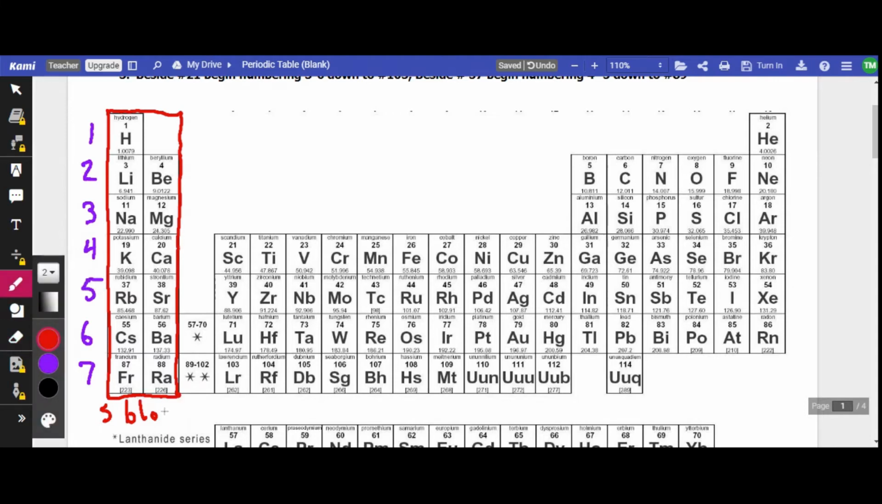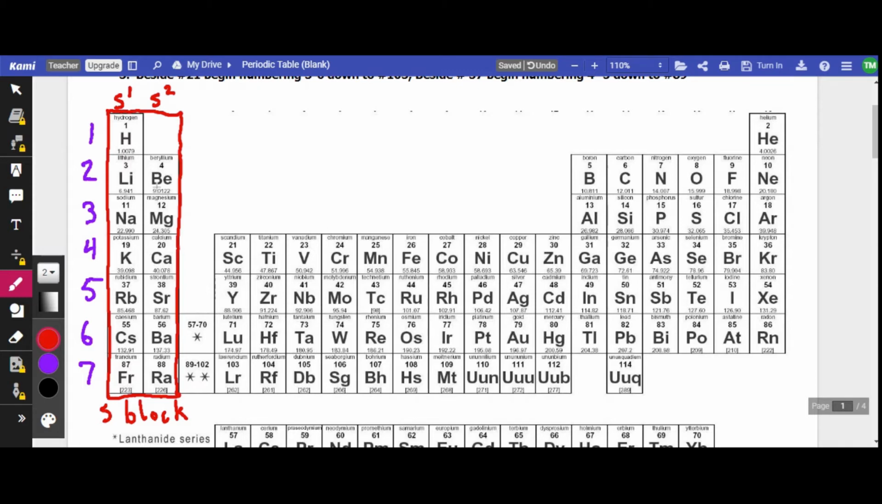In other words, all these elements here are going to end with an electron configuration with an s orbital. So something like magnesium would end in the third energy level with an s orbital. So it's either going to be a 3s1 or a 3s2. How do we figure out if it's an s1 or an s2? Well, we've got two columns here. This is going to be our S1 column, and this is going to be our S2 column. Right there.